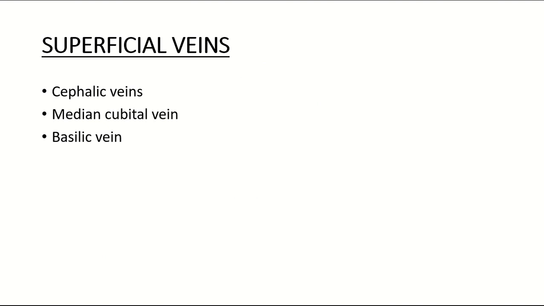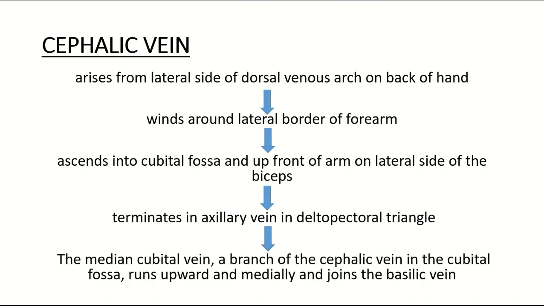Now we will study about the superficial veins. There are three veins: the cephalic vein, median cubital vein and basilic vein. The cephalic vein arises from the lateral side of the dorsal venous arch on back of hand. It winds around the lateral border of forearm. It extends in the cubital fossa and up front of arm on the lateral side of the biceps muscle, and it terminates in axillary vein in deltopectoral triangle.